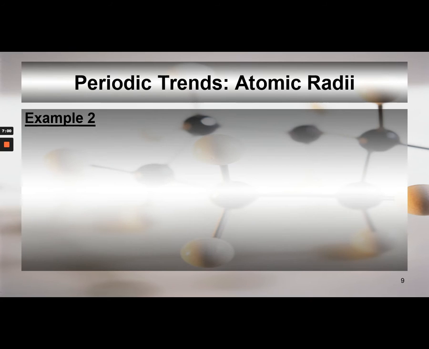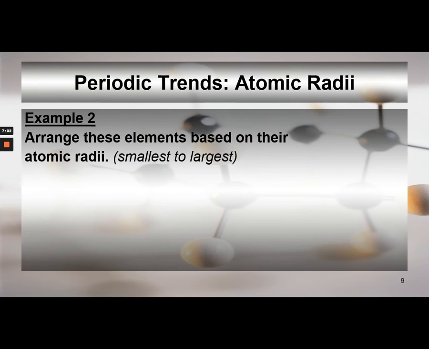Okay, let's look at this set of elements. We've got phosphorus, chlorine, sulfur, and silicon. If you look at your periodic table, those are elements in the same period. So you want to pull up your little periodic table and pause the video and think about how you would order these. Chlorine is smaller than sulfur, which is smaller than phosphorus, which is smaller than silicon.